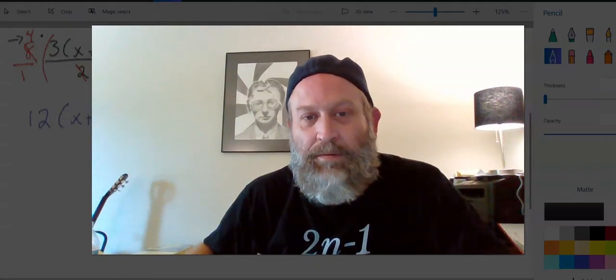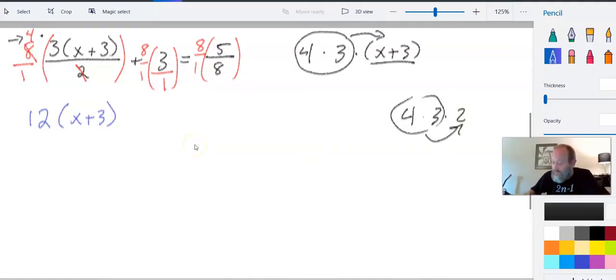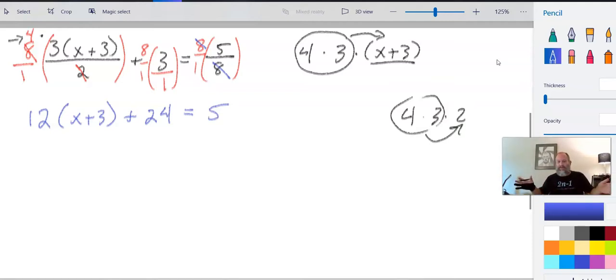I think so, but once I see the problem, I'll know for sure. Okay, so let's continue. We have the 12 times x plus 3, and then over here we have 8 times 3. The denominators are just 1s, so 8 times 3 is 24. And on the last side, the 8's cancel out completely, and I end up with just a 5. The resulting equation now has no fractions in it whatsoever. We're back into familiar waters. This is the case we worked on before.